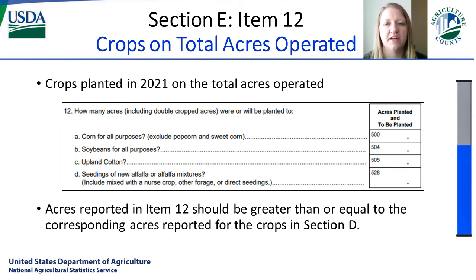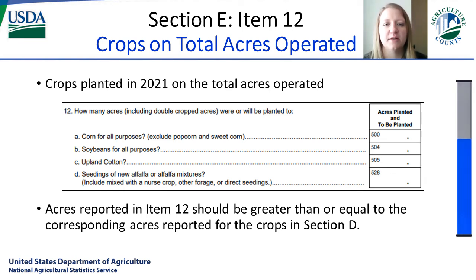Total acres planted and to be planted in 2021 by crop on the entire operation in item 12. The crops asked will differ by state. For corn acres, remember to exclude popcorn and sweet corn. For alfalfa, remember we only want newly seeded alfalfa or alfalfa mixtures, no reseeding.